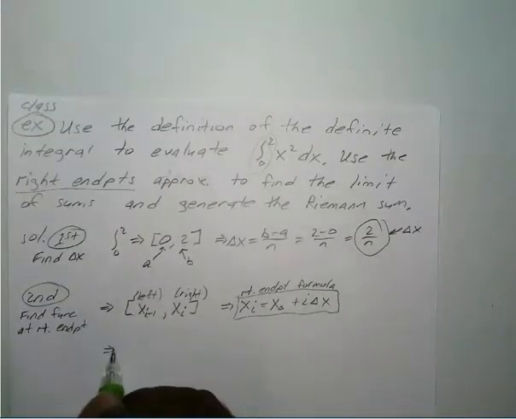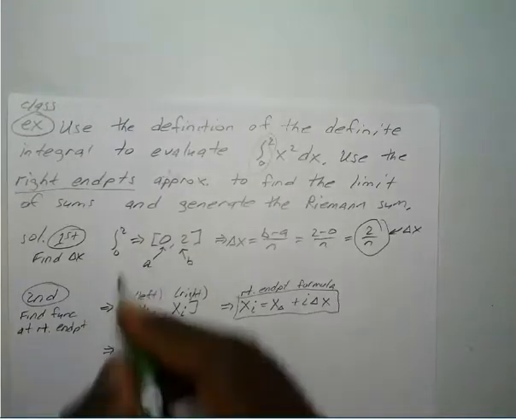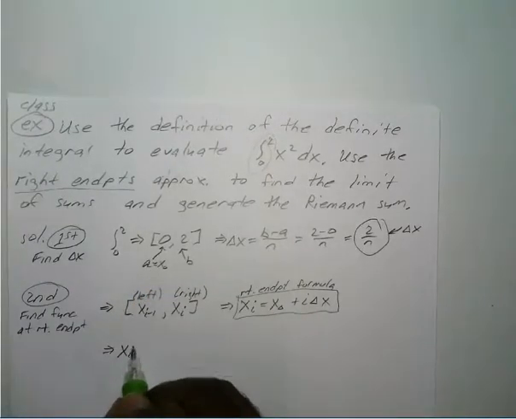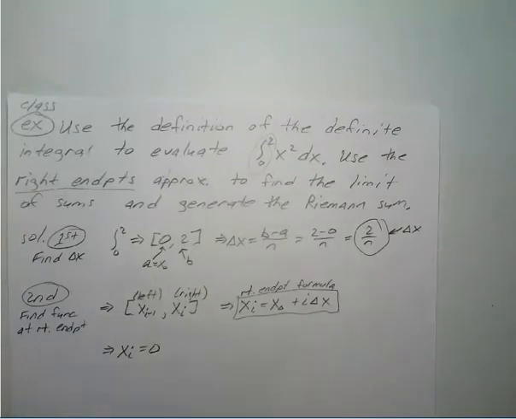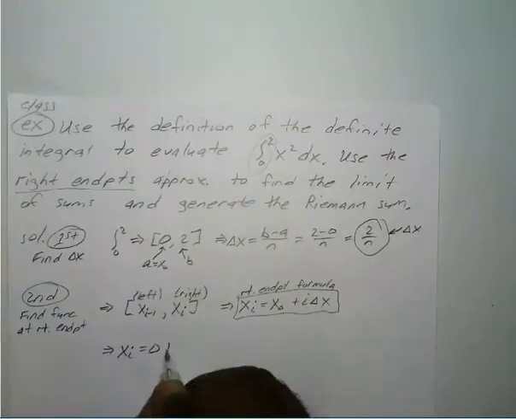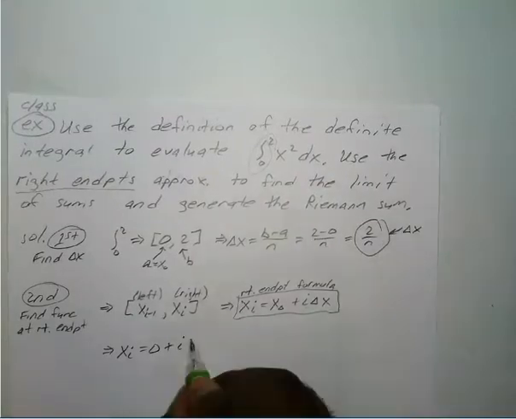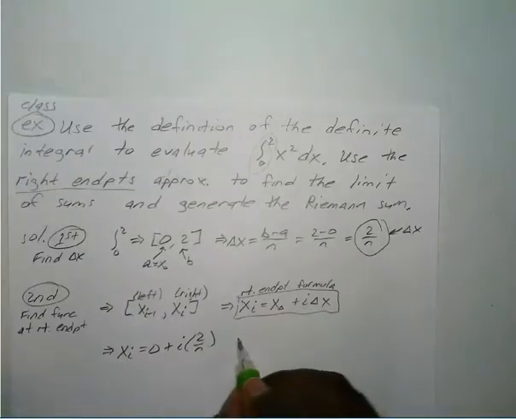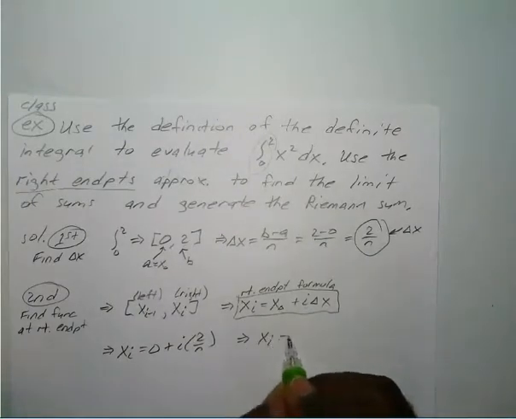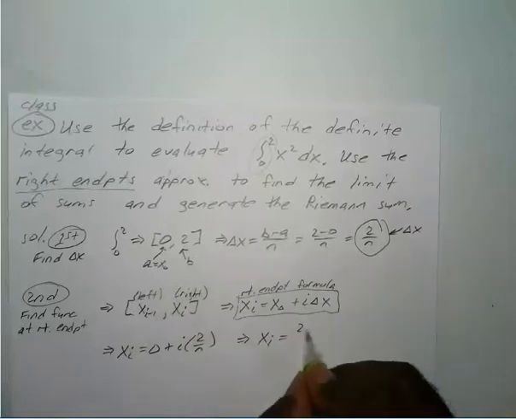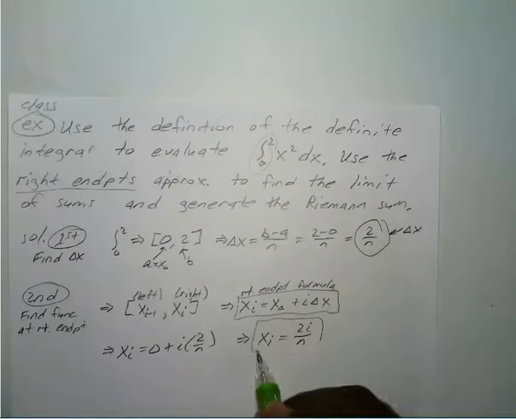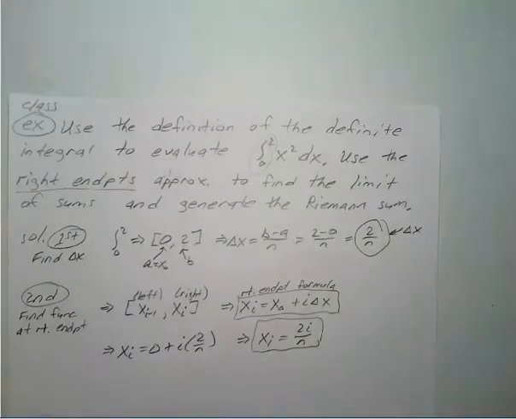Okay, so remember that your a is equal to your x sub 0. We know that x sub i is equal to 0, since that's your value of x sub 0, plus i delta x, which is 2 over n. If we simplify that, that means our x sub i is equal to 2i over n. So we'll go ahead and mark that since we're going to need it. And again, that's just the first part of our second step.